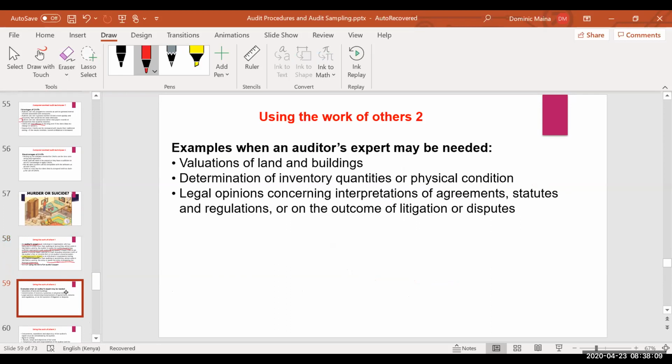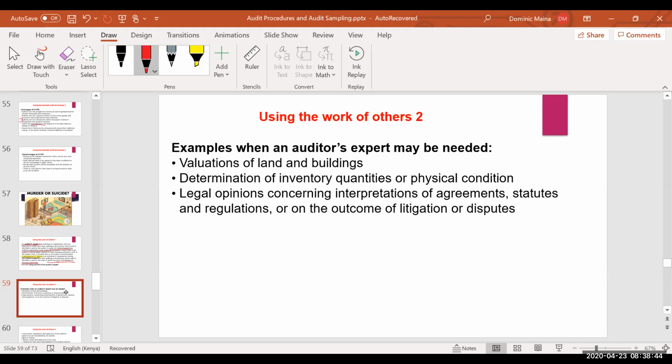I think we gave a number of examples when we were discussing the management expert, where the client can use the management expert. The same applies here, where you now as an auditor can use the work of the expert in assisting you in gathering audit evidence. For example, in the case of valuation of land and buildings. Don't forget, you as an auditor are not an expert in valuation.